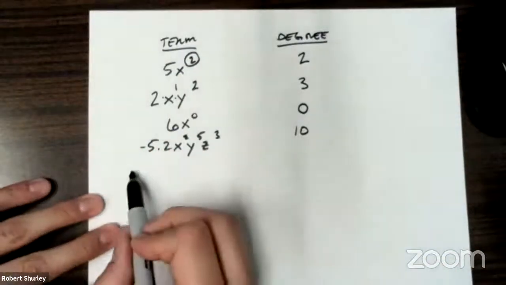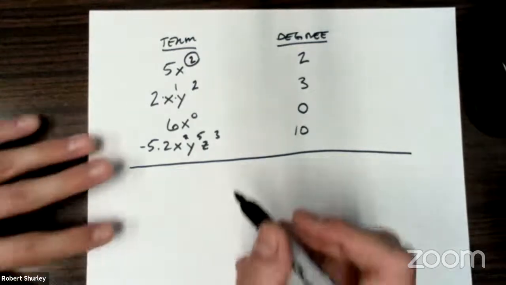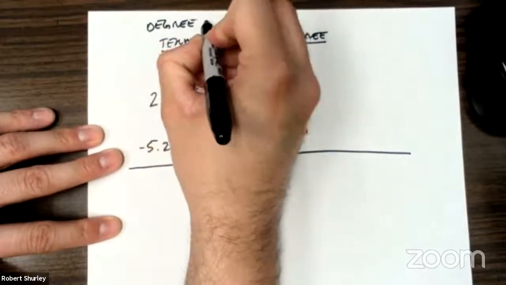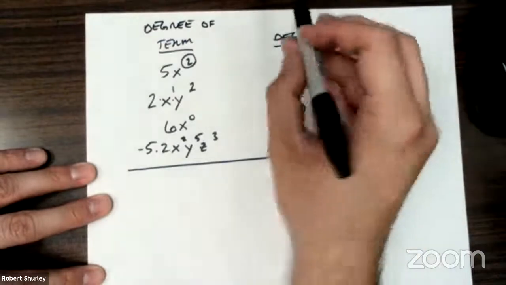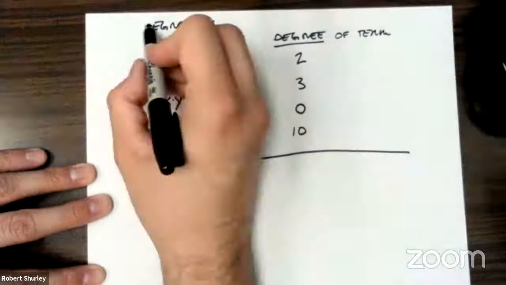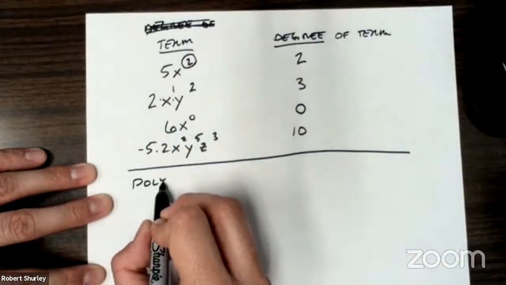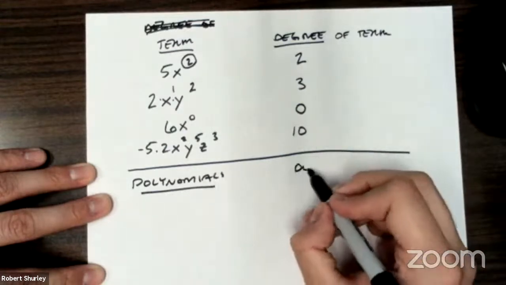Now, the degree of the polynomial, though, comes from the greatest degree of any of its terms. Okay, so the degree of the polynomial, let me write this up here, degree of term comes from that. But then the degree of the polynomial, oh my Lord, we'll chalk that up to being a Monday. Okay, let's say now we're given polynomials and we're asked for their degrees.